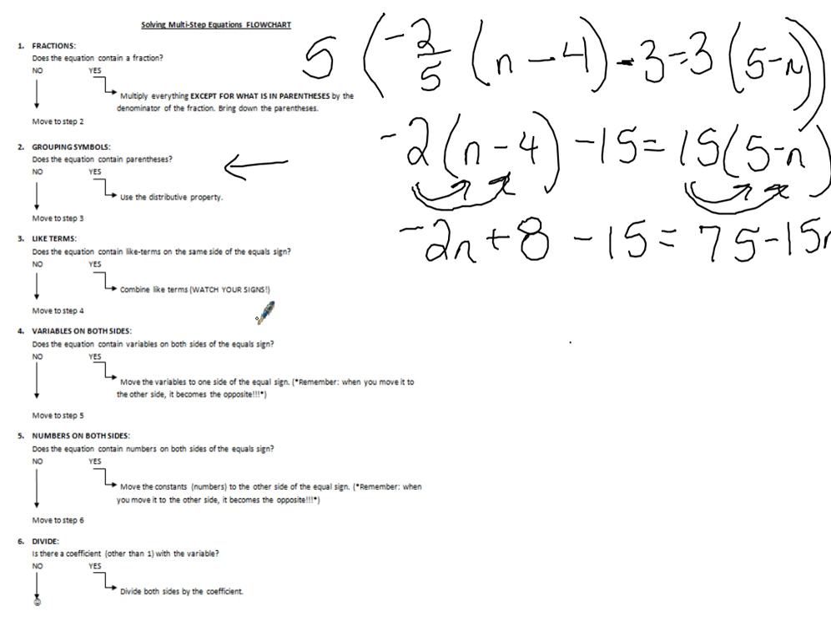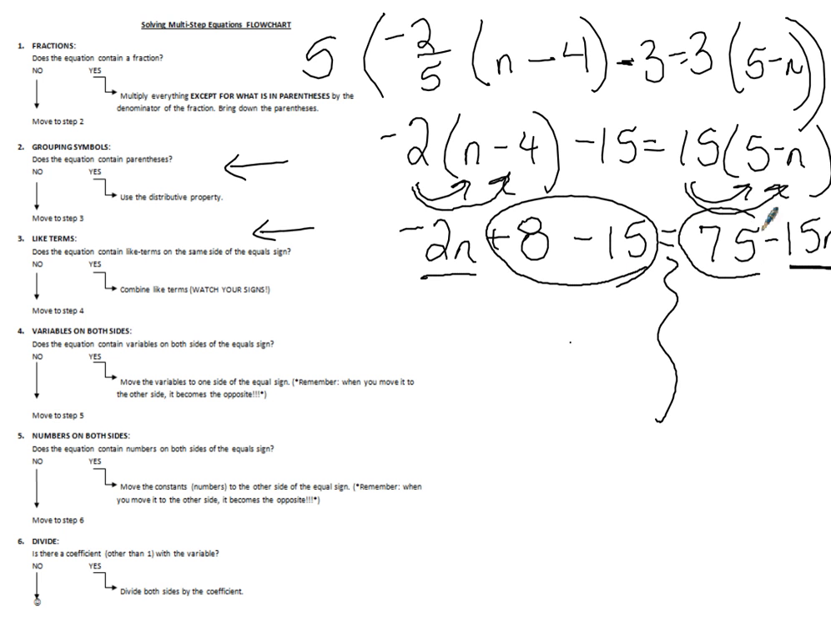Now we are on step 3, which is to take care of the like terms. So, Humpty Dumpty sat on the wall. Humpty Dumpty had a great fall. All the king's horses, all the king's men tried to put Humpty Dumpty back together again. They couldn't, so this is where we come in. Who is Humpty Dumpty in this equation? We're trying to isolate the variable n. So, we need to combine the like terms that are on the same side of the equal sign.